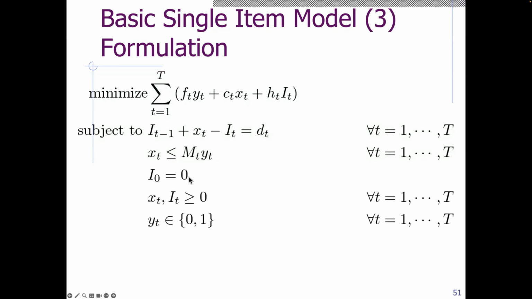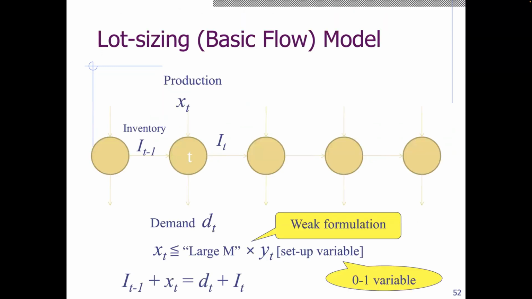This figure represents the flow model of the basic formulation. The incoming flow to the node representing period t is the inventory from the previous period, I_{t-1}, and the production amount in period t, x_t. The outgoing flow from the node t is the demand d_t and the inventory carried to the next period, I_t. Here x_t is restricted by M times y_t. When M is a large number, i.e., the uncapacitated case, this constraint gives a weak lower bound, so this formulation is called a weak formulation.